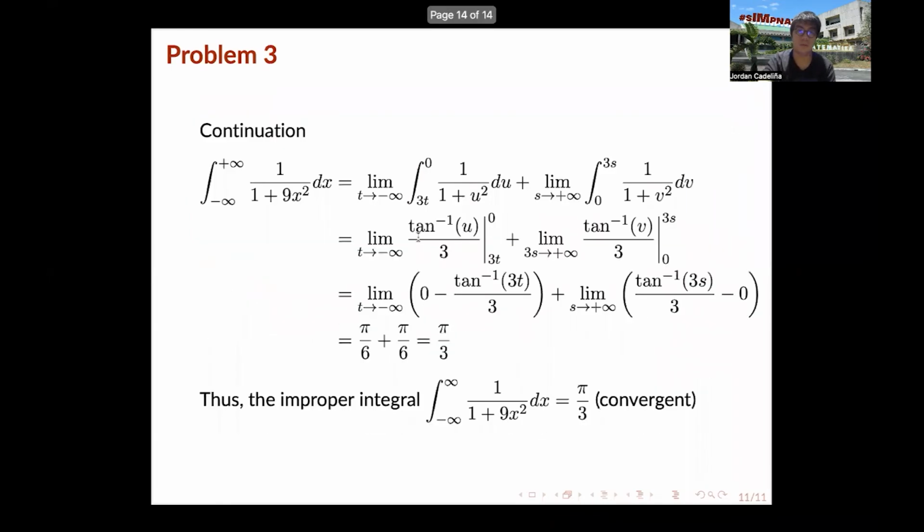Okay, so next, we get the integral nito is equal to limit nito. So, nasubstitute na agad yung u na 3x, tsaka v na 3x din. So, yan, ganyan na yung magiging consequence niya. So, from 3t to 0, since when x equals t, u equals 3t, then when x equals s, v equals 3s. Tapos 0 lang naman din parehas kapag sinubstitute. So, hindi na magbabago yan. Okay, so we take the limit as t approaches negative infinity ng integral na to, plus yung limit as s approaches positive infinity ng integral na to.